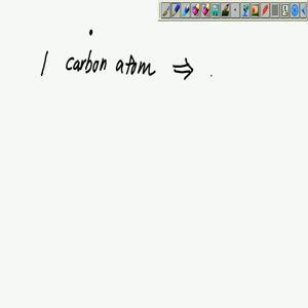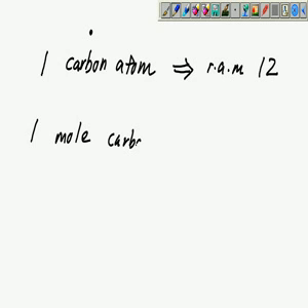So I hope you get some idea from the PowerPoint slide just now, and let's do this again. One carbon atom. Okay, I'll just draw one only. It has a relative atomic mass of 12. 1 mole of substance, or you can call it 1 mole of carbon atoms.